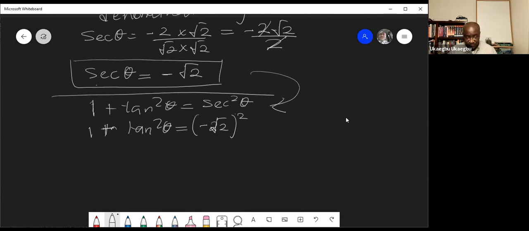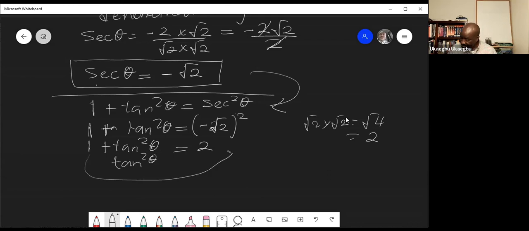Okay, so now let's continue evaluating. Negative square root of 2 whole squared: negative times negative is positive. So square root of 2 times square root of 2 is square root of 4, and square root of 4 is 2. So the right side gives you 2. The left side is still 1 plus tangent square theta. In order to get tangent square theta, we need to move 1 to the right side, and it's going to be minus. So tangent square theta is equal to 2 minus 1, which is 1.